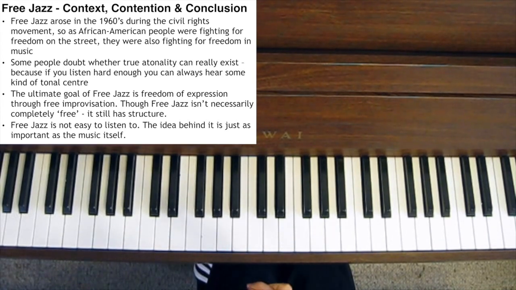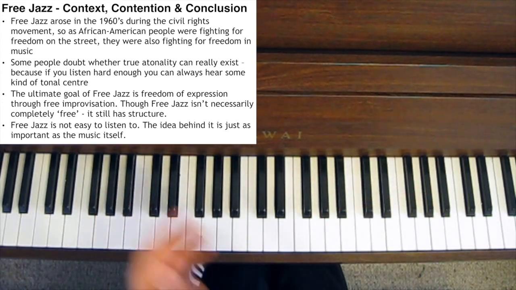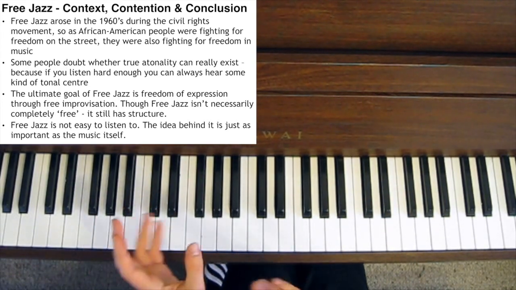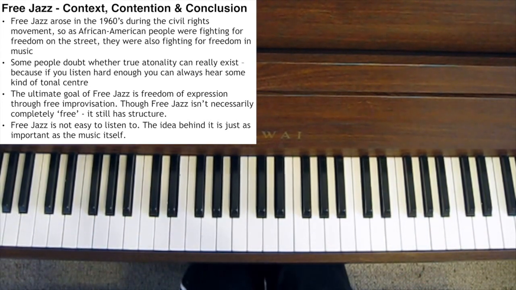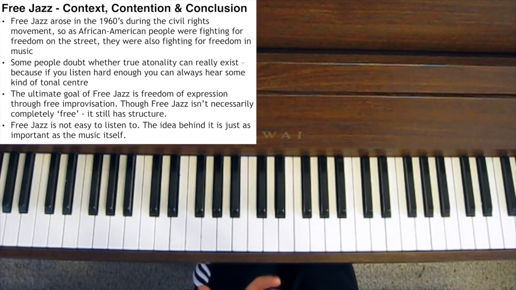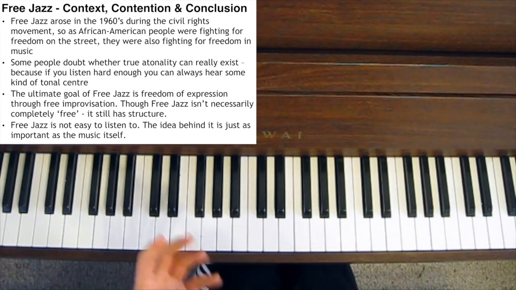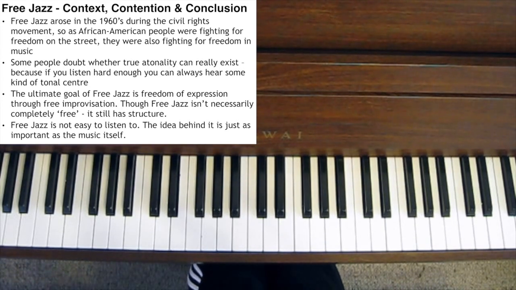And it's also worth saying that some people doubt whether true atonality can really exist, because if you listen hard enough, you can always hear some kind of tonality or tonal center, even if it's with frequent modulations. But that's a matter of contention which isn't worth getting into here. And so the ultimate goal of free jazz is freedom of expression through free improvisation. And this was achieved by breaking musical rules. Not breaking them necessarily, but doing so whenever you wanted or whenever you felt like it.